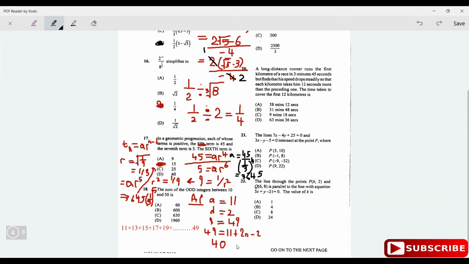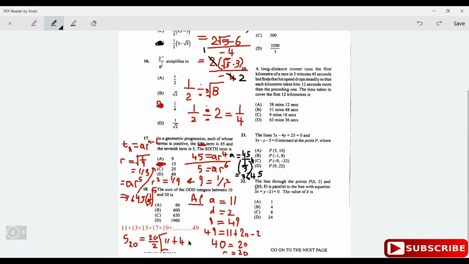I'm getting 40 is equal to 2n, and I divide by 2, and I get n is 20. So there are 20 terms. So pretty much we're finding the sum of these 20 terms, S20, and S20 is equal to n over 2. So it's 20 over 2 times A plus L, where A is the first term, 11, plus L. L is the last term, 49.